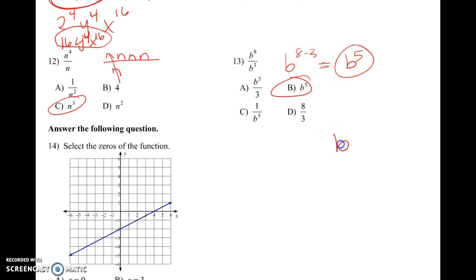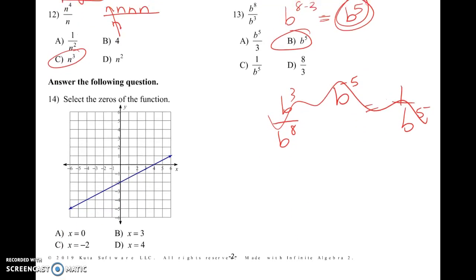If it was a negative 5, let's say I had b to the 3rd over b to the 8th, that would be different. That would be a negative 5. 3 minus 8 is negative 5, and then that would end up being that. But that's not what we had. We had this up here.